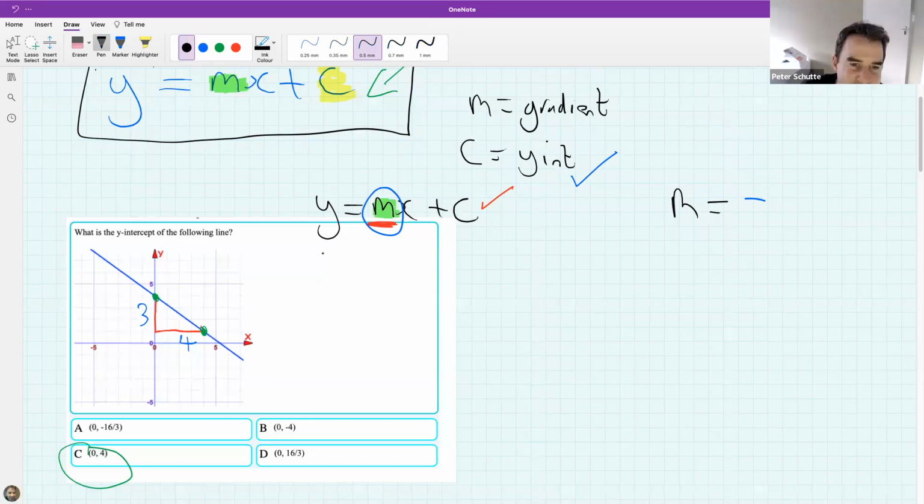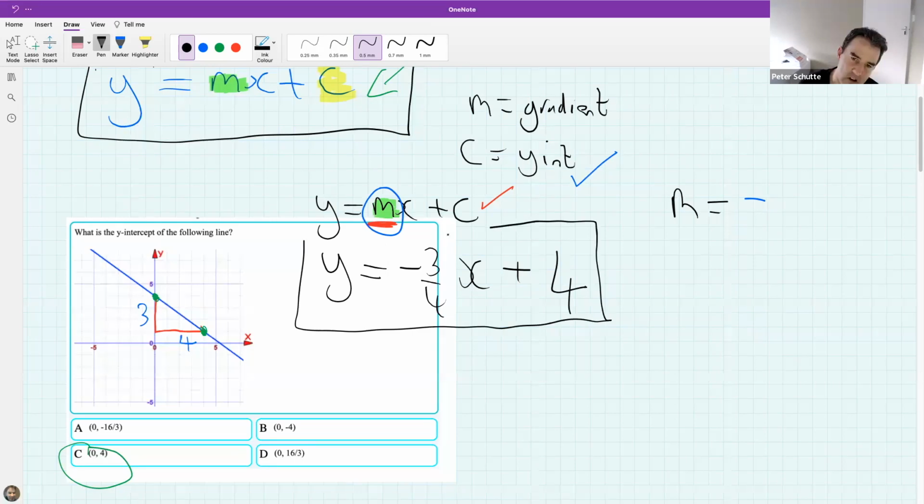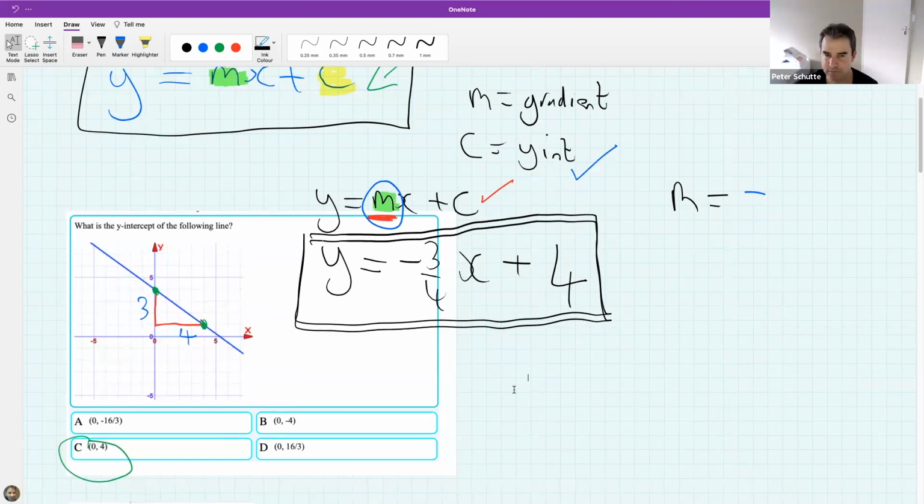It's actually going to be y equals minus 3 over 4x, and then it was going through plus 4. So that would be the equation of this straight line. Maybe that one was a bit tricky, so let me choose another one to illustrate this idea. I'm going to do one where you just have 2 points.